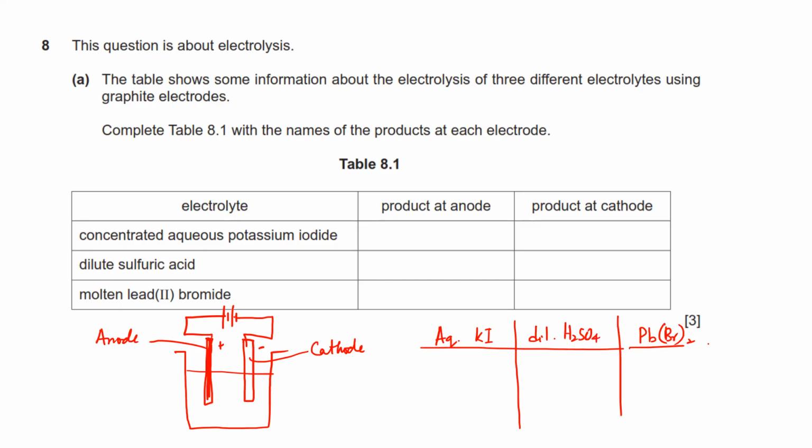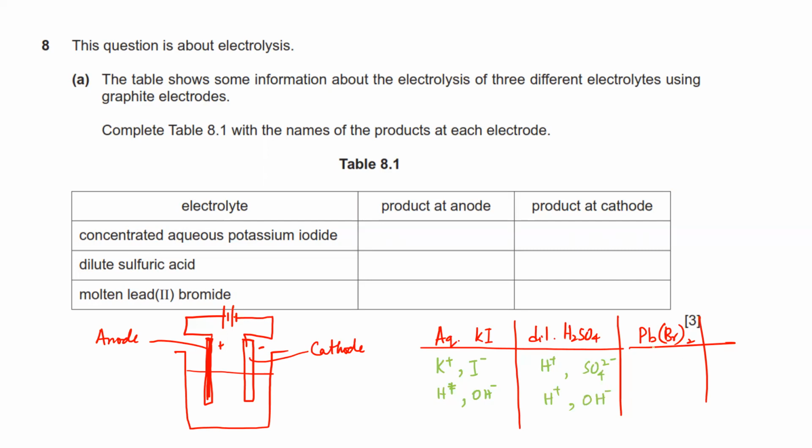So what are the ions that are available to me over here? Let me write them. Aqueous potassium iodide: I have K positive ion, I have I negative ion, and from water, H positive ion and OH negative ion. In dilute sulfuric acid, I have H positive ion, SO4 2 negative ion, again H positive from water, and OH negative.